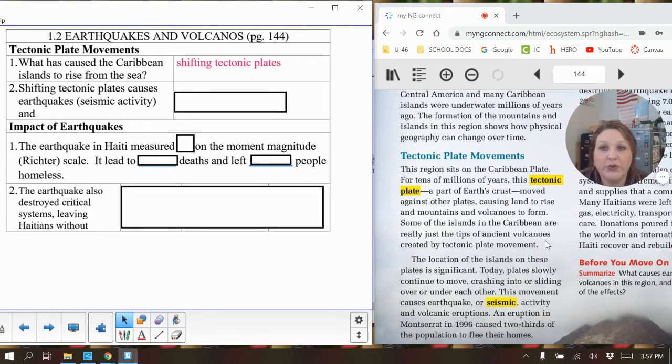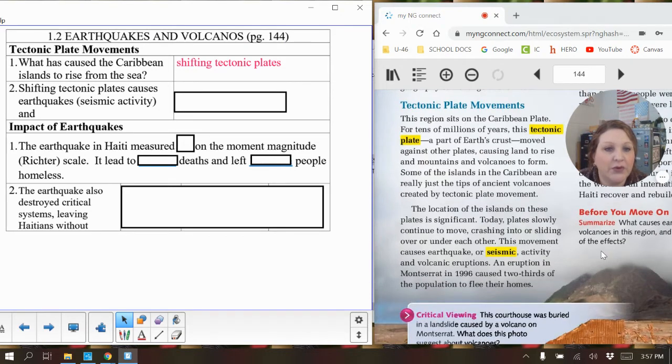For number 2, it's kind of a fill in the blank. We're going to finish the sentence. Let's say it that way. So shifting tectonic plates causes earthquakes or seismic activity and something else. So I will read. The location of the islands on these plates is significant. Today, plates slowly continue to move, crashing into or sliding over or under each other. This movement causes earthquake or seismic activity and volcanic eruptions.